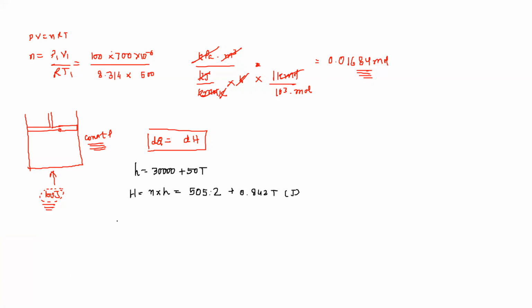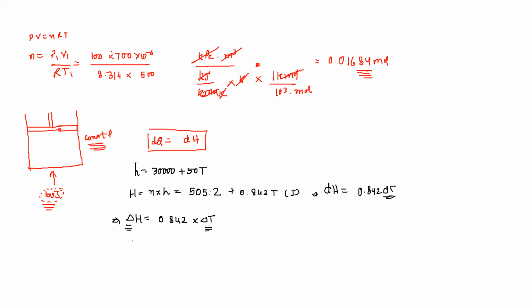Now we know dq is equal to dh, so whatever heat is supplied would actually be responsible for changing enthalpy, right? So enthalpy change would be simply 0.842 into delta T, right? It's simple, right? If you differentiate this with respect to T, that is going to be 0.842 dT. So instead of dT, I have taken delta T, and in place of dH, I have taken delta H. All right, so this is what you're going to get. Delta H is equal to 0.842 into delta T.